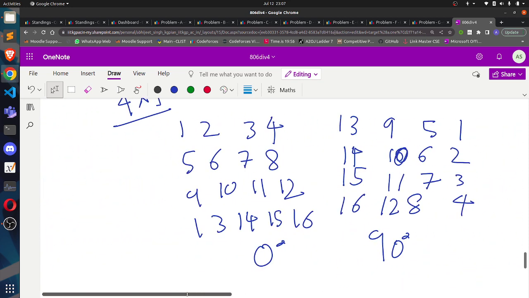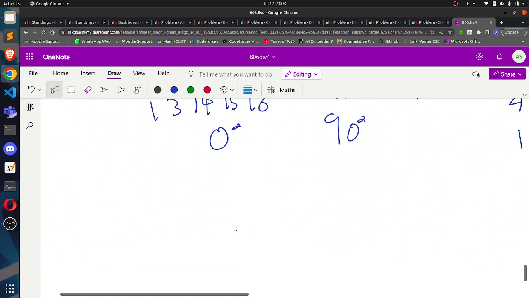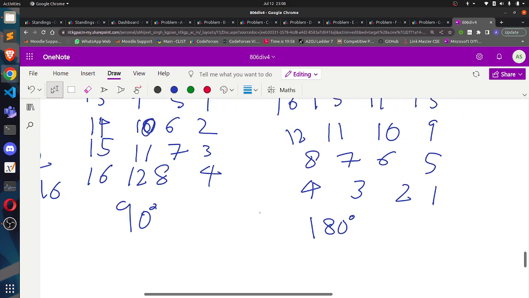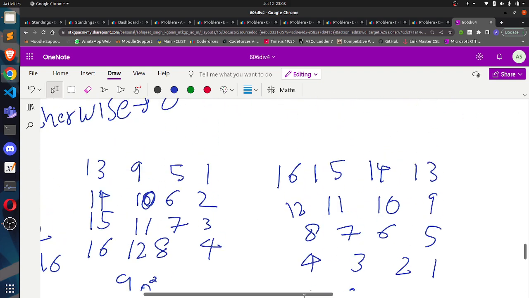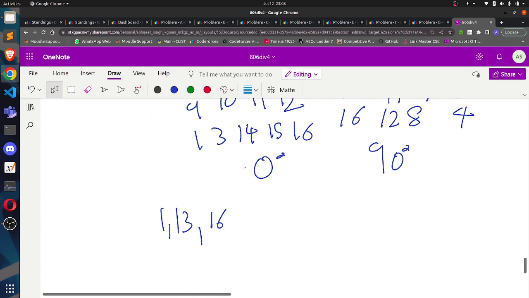You can see that at the first position, 1, 13, 16 and 4 are present. At the first position after 4 rotations, these 4 are present.